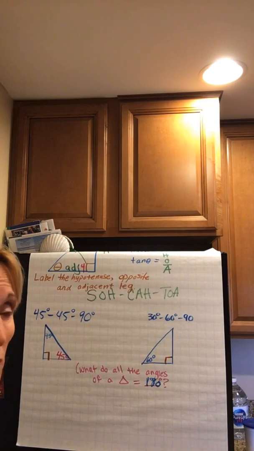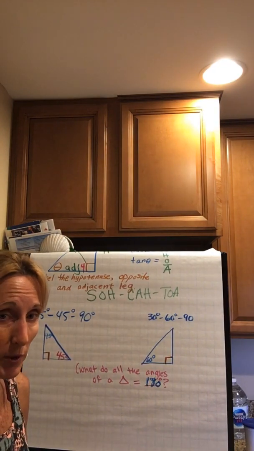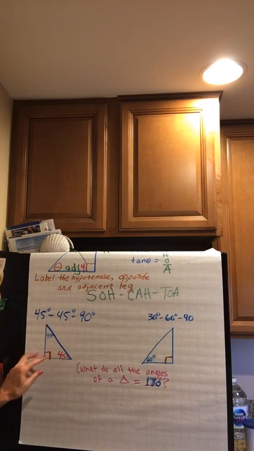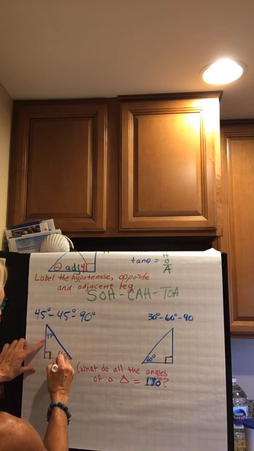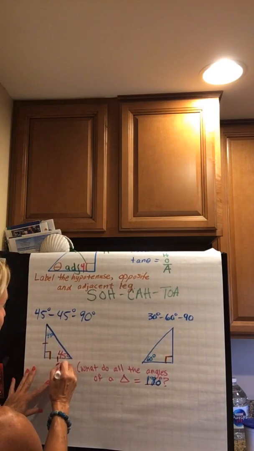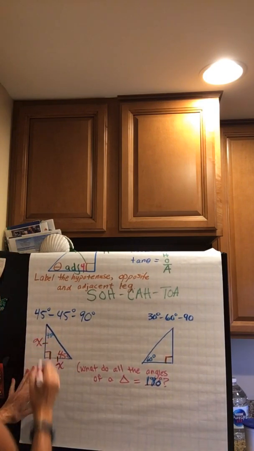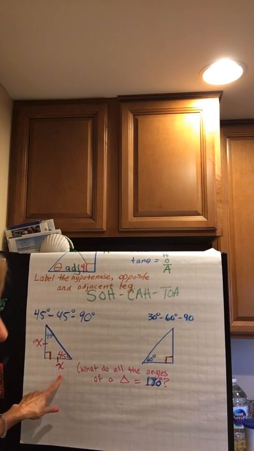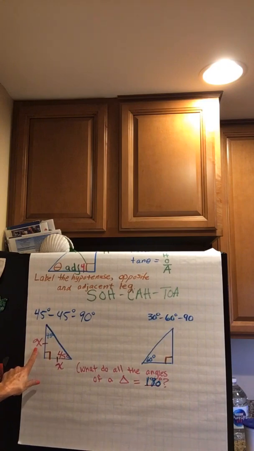Now this is something you need to mark down. This is really important. On a 45-45 triangle, the two legs are congruent. That means they're equal to each other. So this would be X and this would be X. That means they're both the same. So if this was 5 inches, this would also be 5 inches.